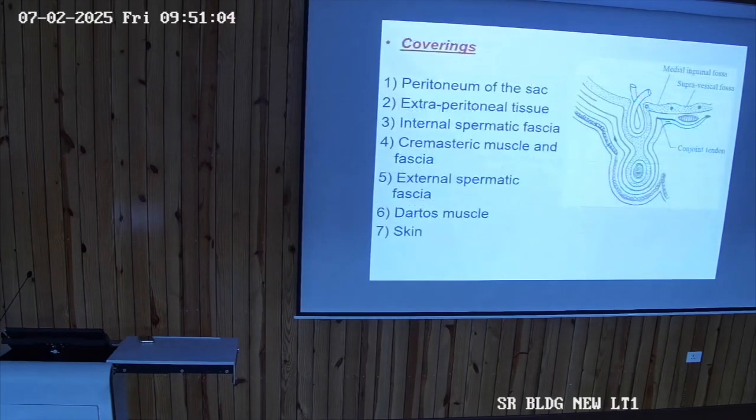Now what are the coverings of the hernia? Peritoneum, extraperitoneal tissue, internal spermatic fascia, cremasteric fascia, external spermatic fascia, dartos muscle and the skin. Dartos muscle, who is it, where does it come from? Modification of? No, we studied it yesterday, because this dartos is from Camper's fascia and some fibers from Scarpa's. So skin, dartos, then external spermatic is from the external oblique, then cremasteric muscle and fascia, internal spermatic, and extraperitoneal tissue.